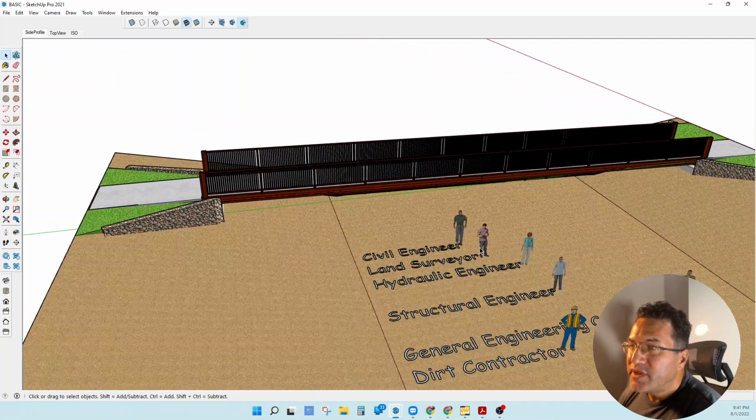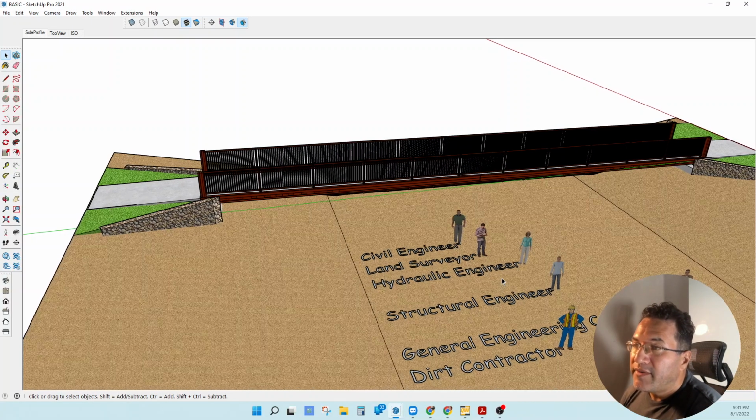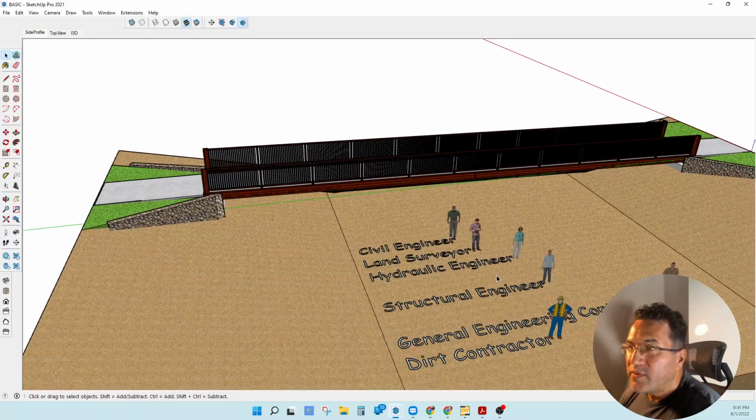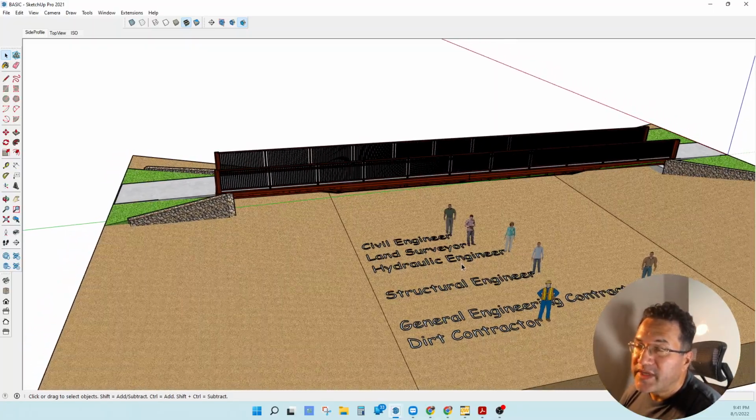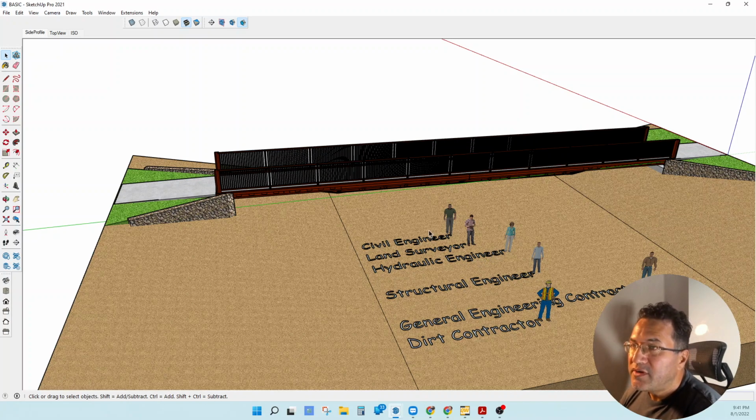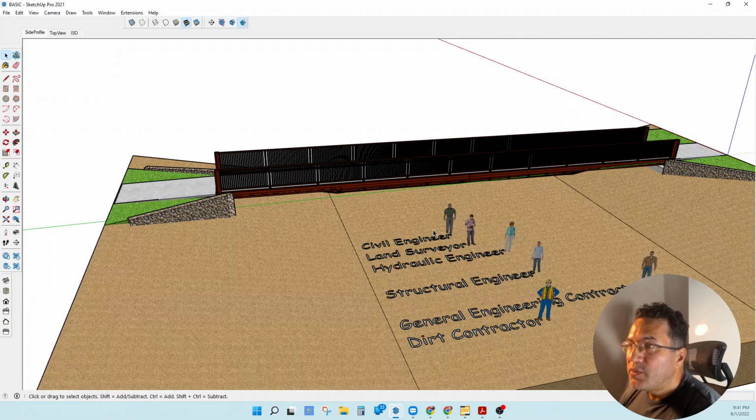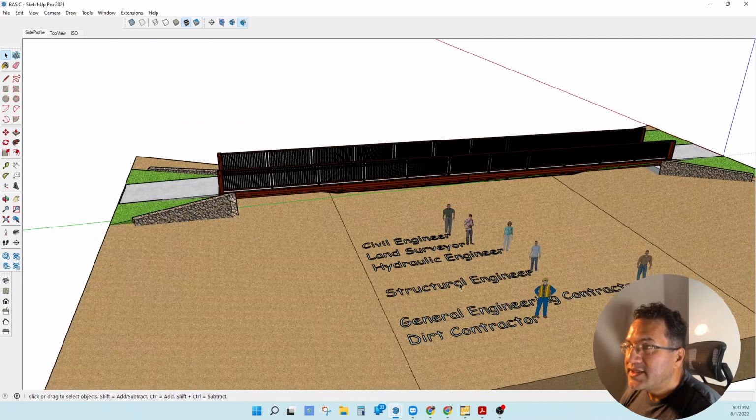A land surveyor, typically they're going to charge you between $1,500 to $3,500 to go out there and measure it. A hydraulic engineer, those prices vary quite a bit depending on what the creek is, but you can generally expect to pay between $2,000 to $6,000 for a hydraulic engineer. A civil engineer, their scope really varies, so I can't really discuss that. We have our own fees for structural engineers, and obviously dirt contractors.